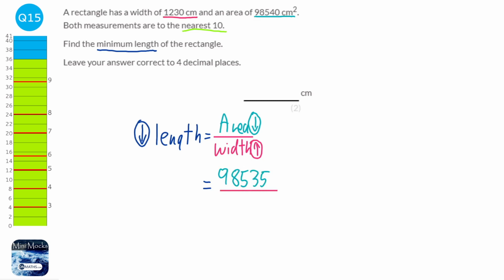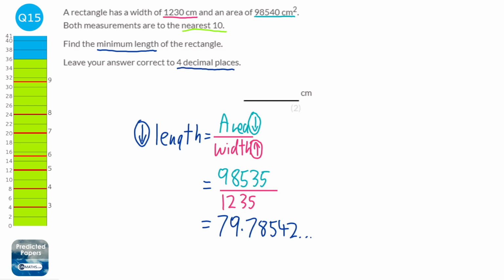Now for the width, we're going to do the same thing, half the accuracy, half of 10 is 5, but we're looking for the upper bound, we're looking for the biggest it can be. So we're going to add that on, 1, 2, 3, 5. And when you do that calculation, you get the answer of 79.78542, and so on. And it says it wants it to 4 decimal places. So we're going to do 79.7854.